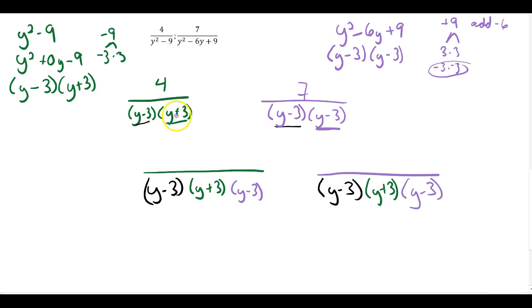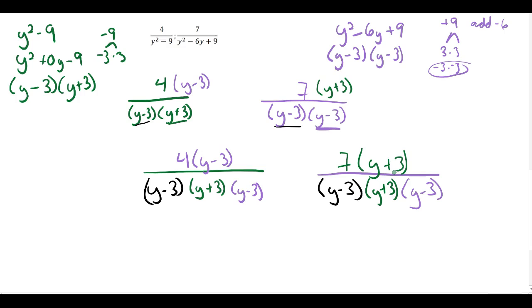So from this fraction, what I'm missing is the y minus 3. So I'm going to multiply the numerator by a y minus 3. So I get 4 times y minus 3. On this one, notice I'm missing the y plus 3. So I'm going to multiply by a y plus 3. So I'll have 7 times a y plus 3.